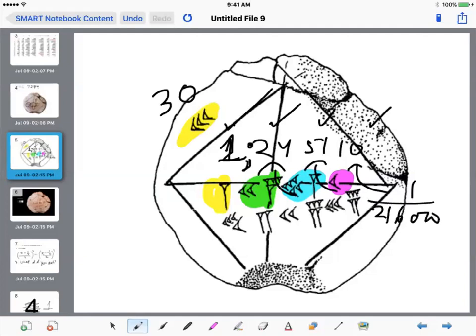Anyway, if you have a calculator handy, or just on a computer, convert this four-digit base 60 number that has an implied decimal point there. And what do you end up with?